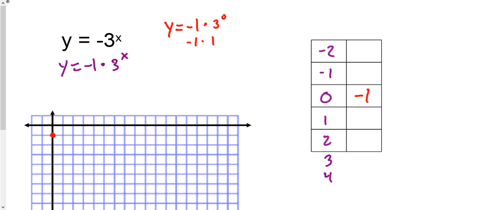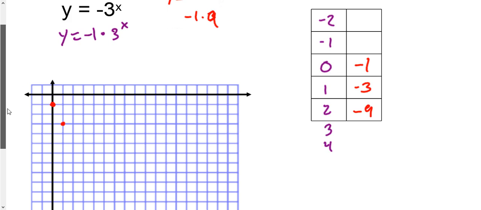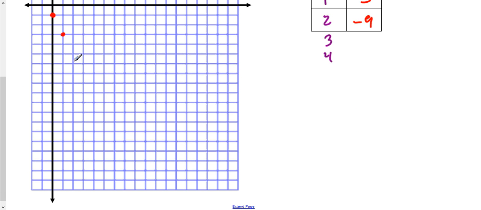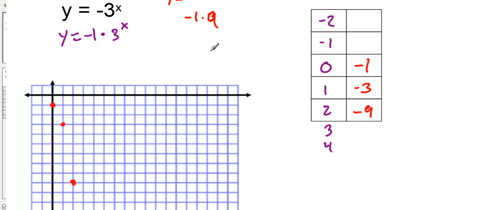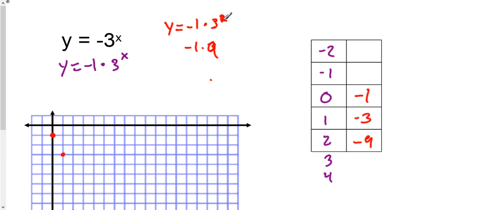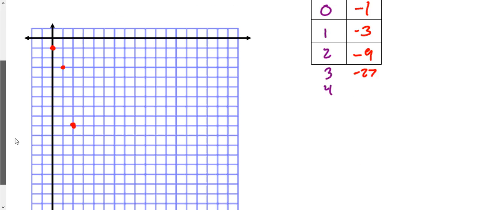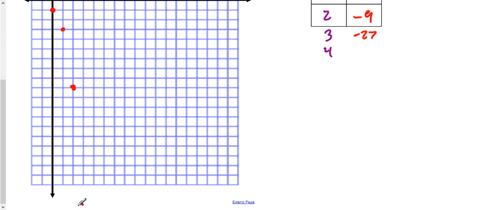We plug in 1. 3 to the first power gives us -1 times 3, gives us -3. We plug in 2, 3 to the second power gives us 9. That gives us -9. 4, 5, 6, 7, 8, 9. The next one, if we were to plug in 3, that would give us 27. It would spit out -27, and I'm pretty sure I can't plot that point. It's going to be way down here.